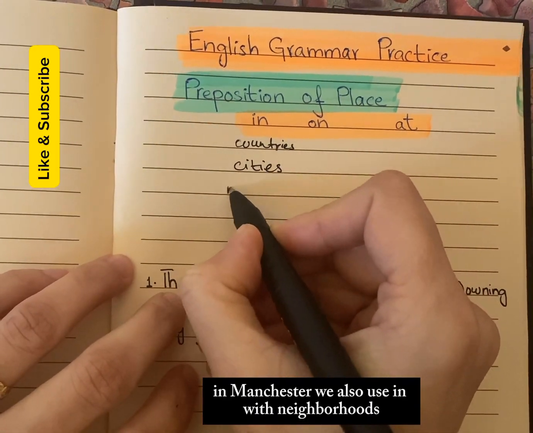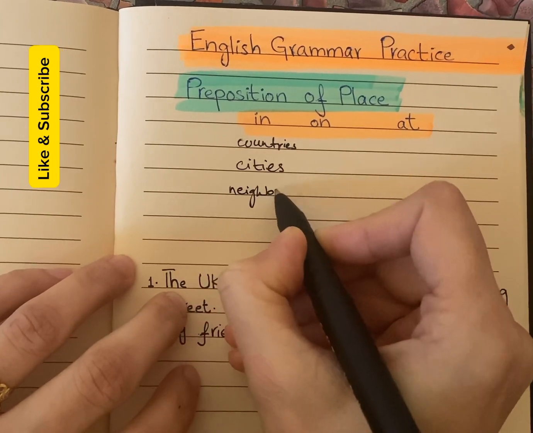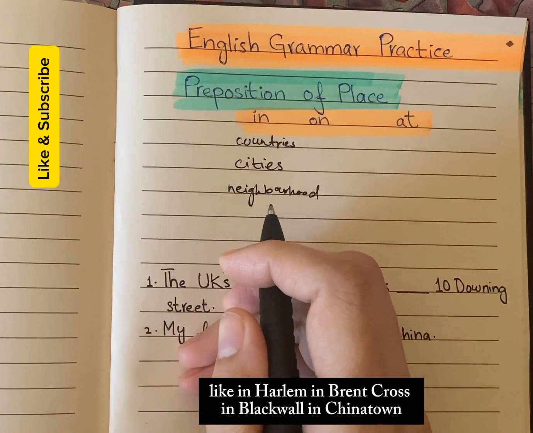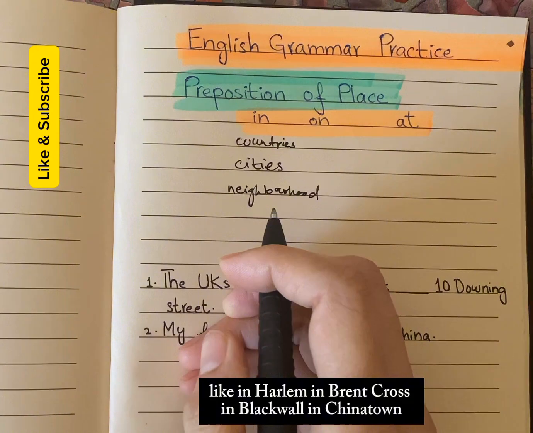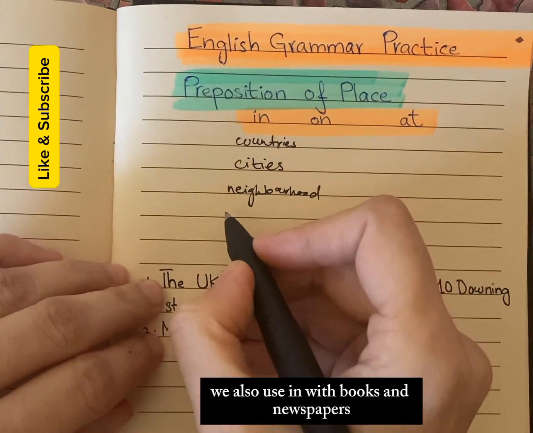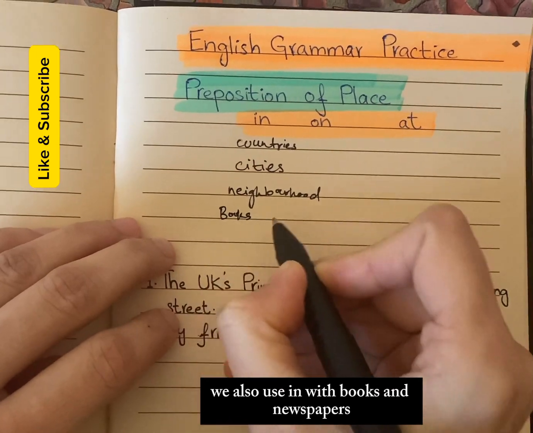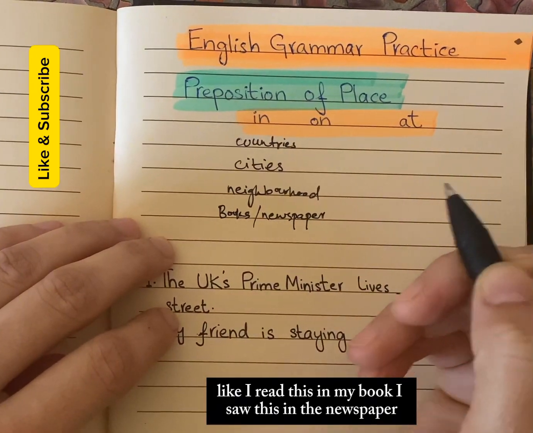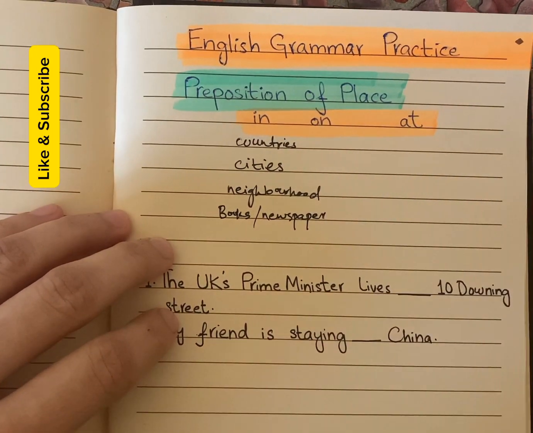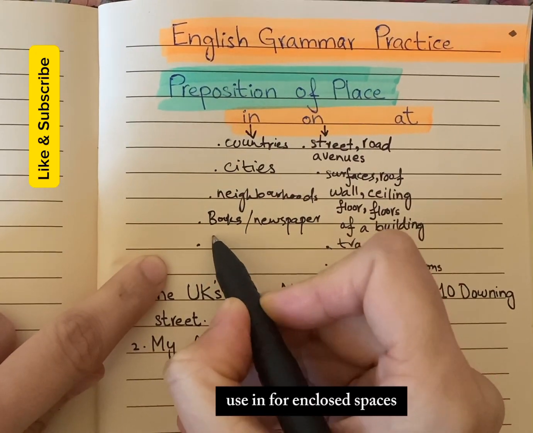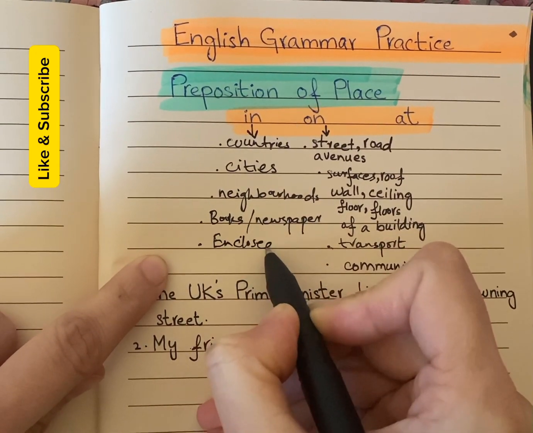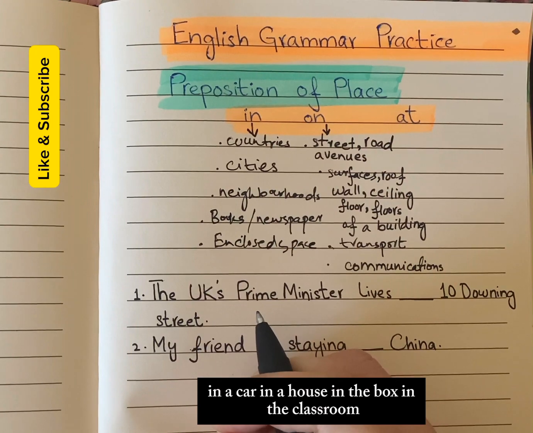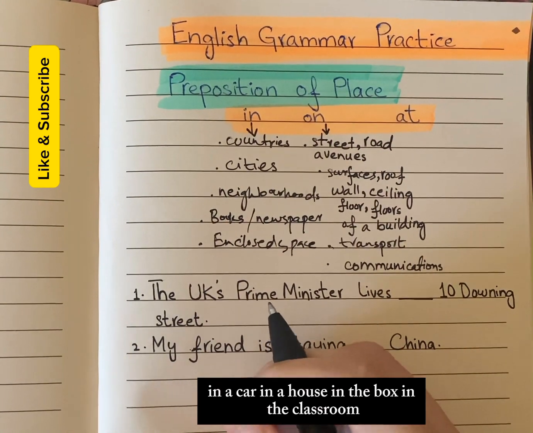We also use in with neighborhoods like in Harlem, in Brent Cross, in Blackwall, in Chinatown. We also use in with books and newspapers. Like, I read this in my book. I saw this in the newspaper. We use in for enclosed spaces, like in a taxi, in a car, in a house, in the box, in the classroom.